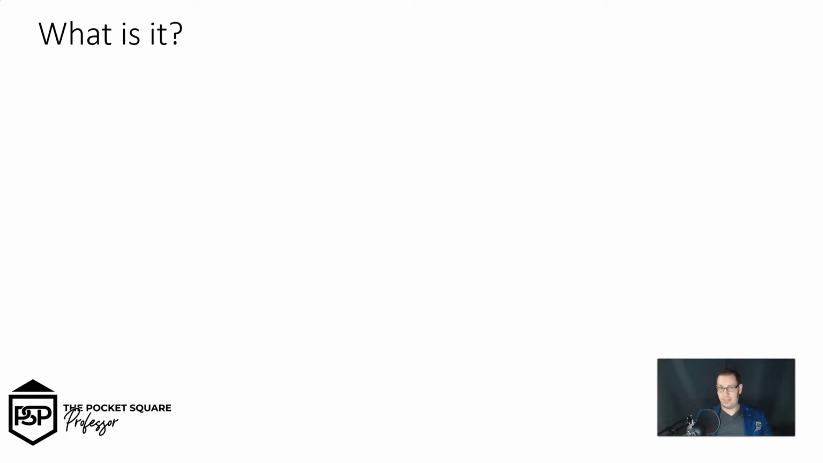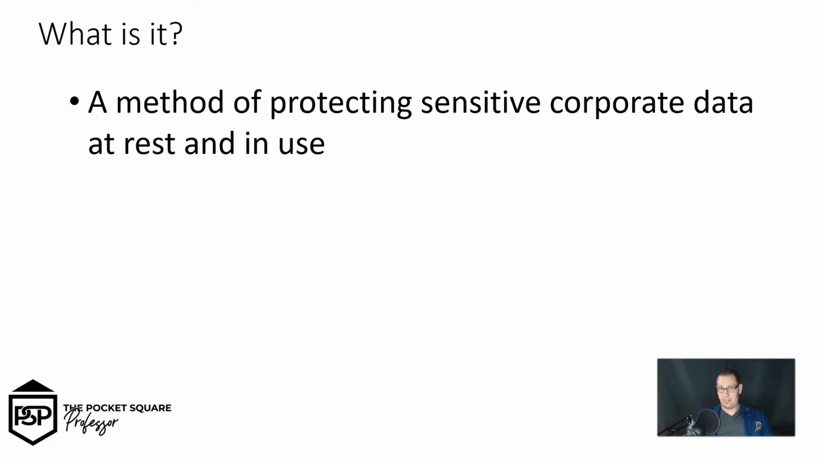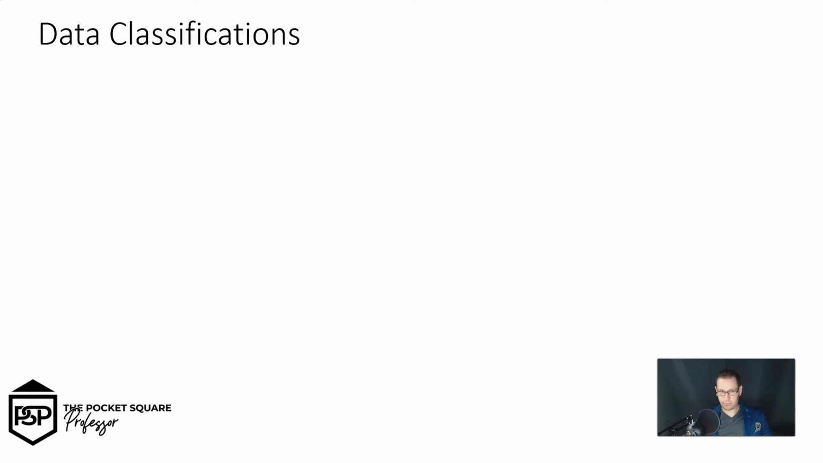So, what is it? It's a method of protecting sensitive corporate data at rest and in use. Now, that's a bit of a cop-out, to be completely honest with you. But in order to understand what MIP is, we have to understand some other things. We've already touched on some of these topics, like data classifications, but let's reiterate, and let's dive a little further into it.